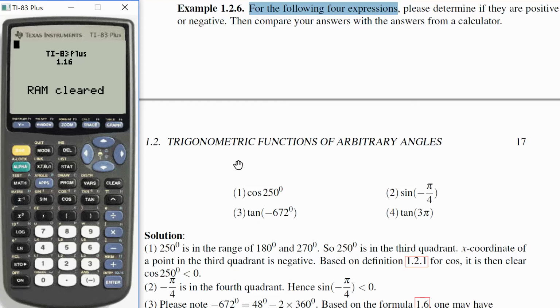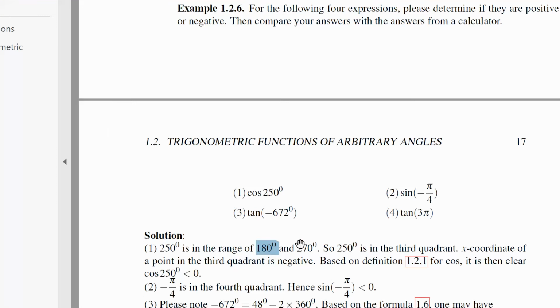So without using the calculator, we can find out if they are positive or negative just by the definition. 250 degrees is between 180 degrees and 270 degrees. 250 is greater than 180 and is less than 270. Then 250 degrees will be in the third quadrant.